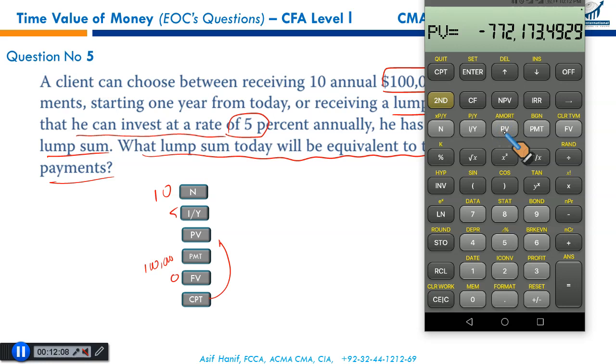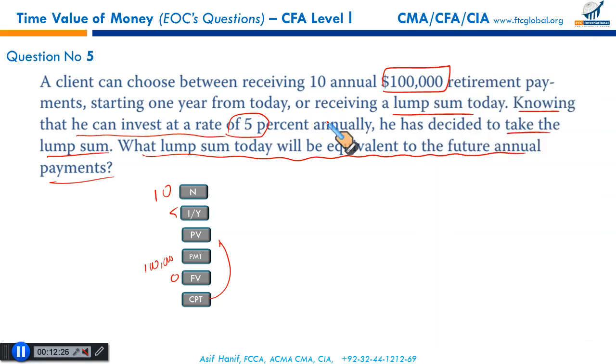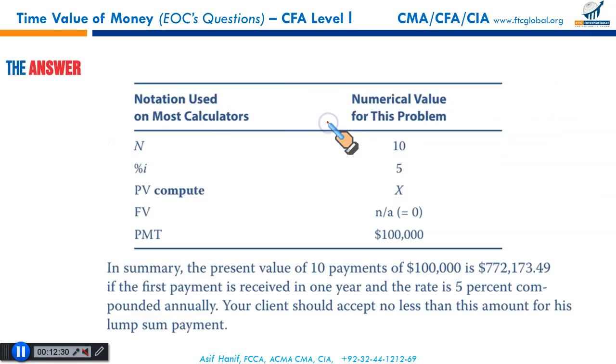Now, what this question is all about is that either he goes for a $100,000 payment every year or 772,173 right now. He's indifferent because both of these are equivalent in the time value of money concept. Either he goes for this amount right now or $100,000 at the end of every year for the next 10 years. So that gives you 772,173 as your correct option, which should be given right here.